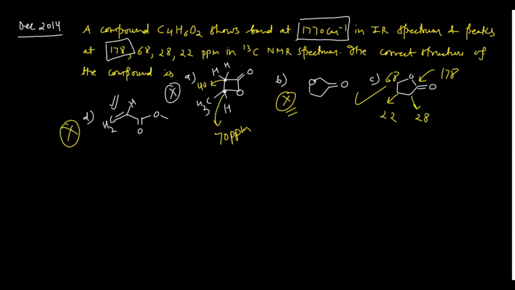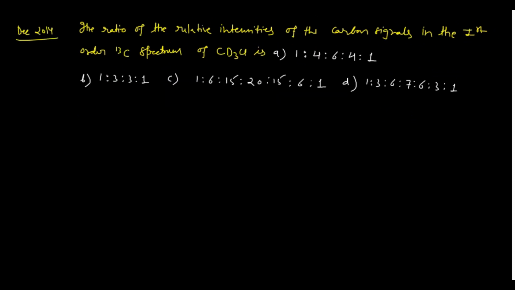Okay, now moving to the next problem. My next problem says that the ratio of the relative intensities of the carbon signals in the first order spectrum of 13C carbon in CDCl3 is, okay, this question is actually quite easy. So how can we solve this particular question? So this is the solution.